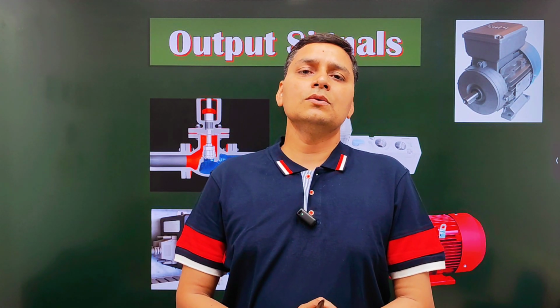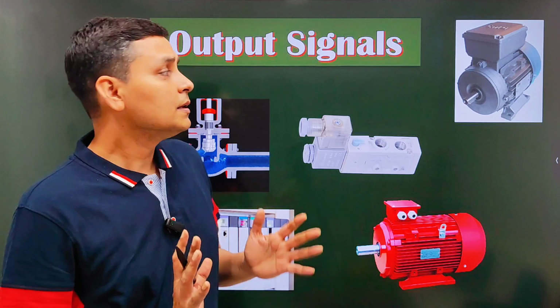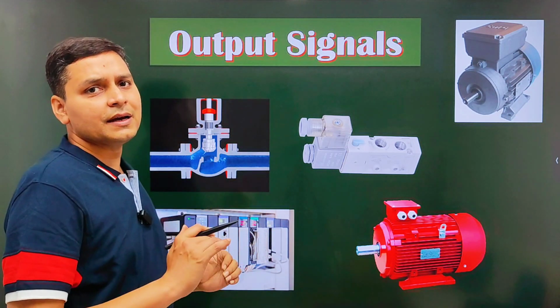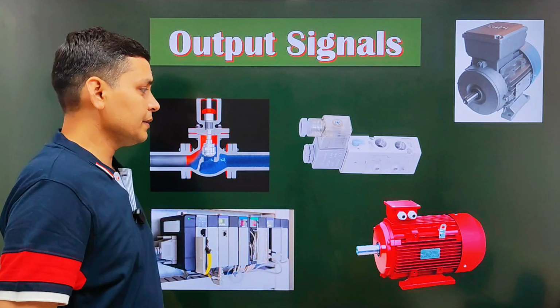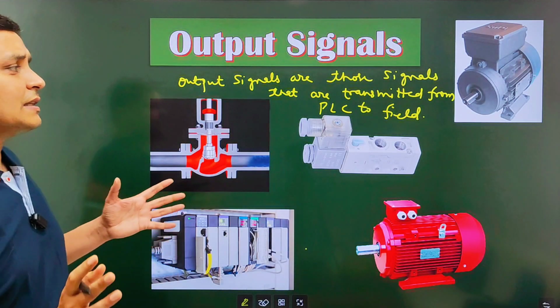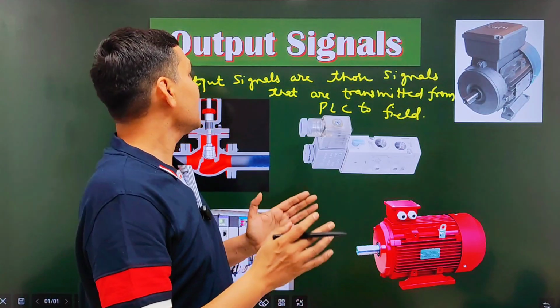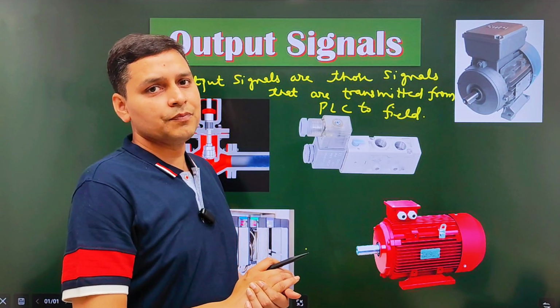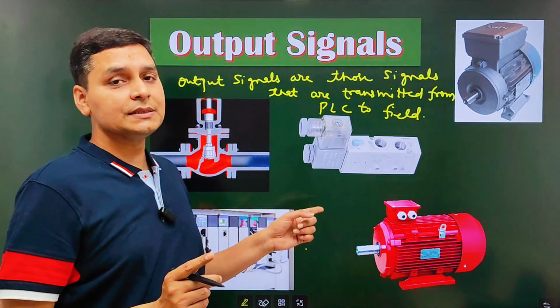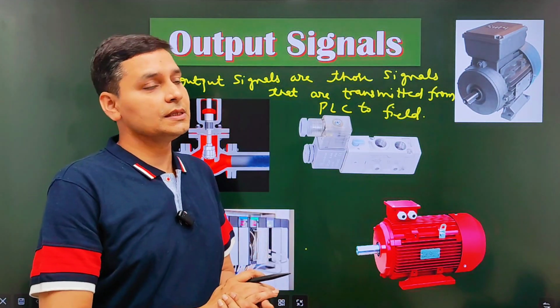Now we will discuss the outgoing signals or output signals. As we have discussed, output signals are those signals that are going from PLC to anywhere. So if we talk about the definition, those signals that are transmitted from PLC to field are known as output signals. But the signals that are coming from field to PLC are known as input signals.